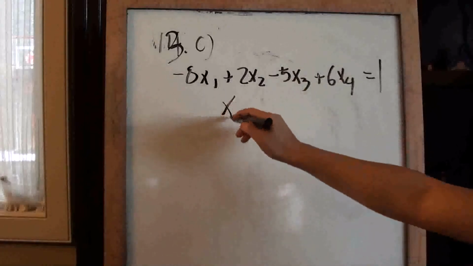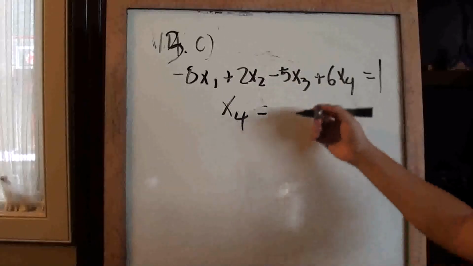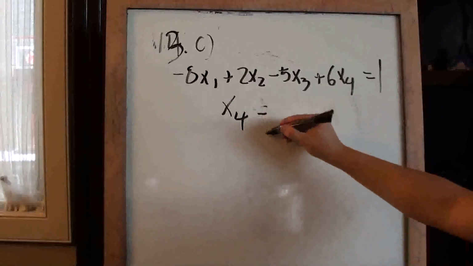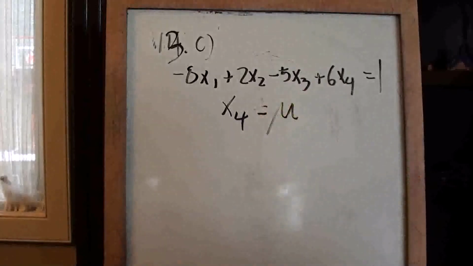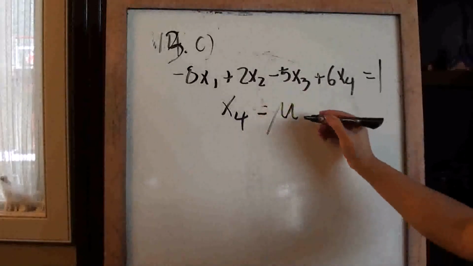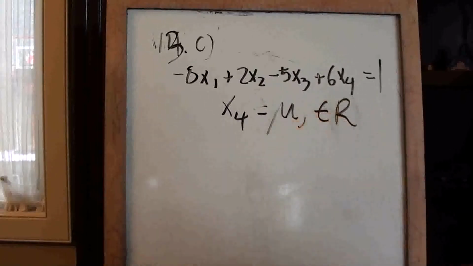Because it could be anything, let's say I choose x4. It's going to equal some parameter, let's say u, for example. And the important thing you need to say is that it must be a real number. That's the technical term you use.